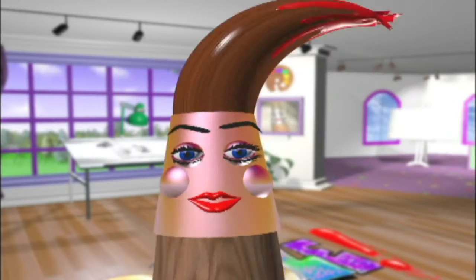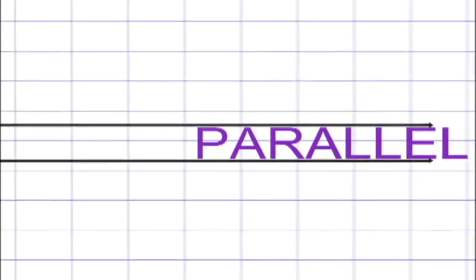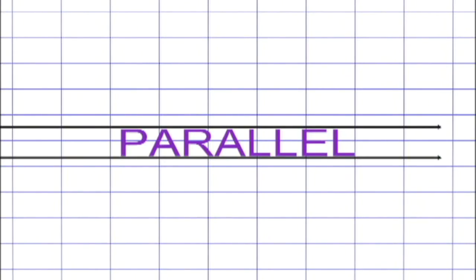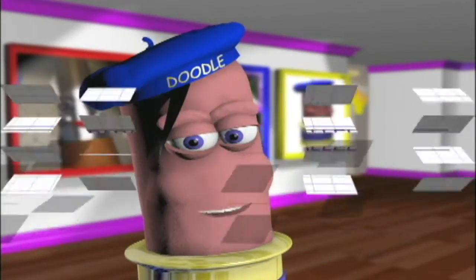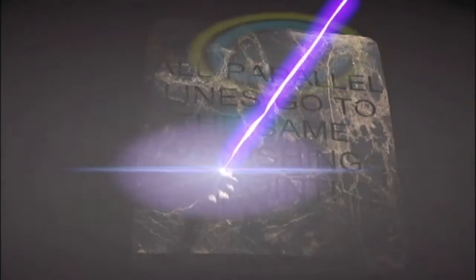I'm a little confused. How do you know which lines go to the vanishing point? Well, you have to find out which lines are parallel. That means if you extend them forever, they would never touch. This is the golden rule of perspective. All parallel lines go to the same vanishing point.